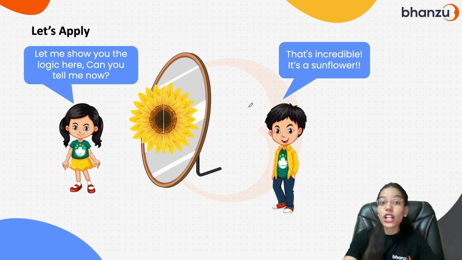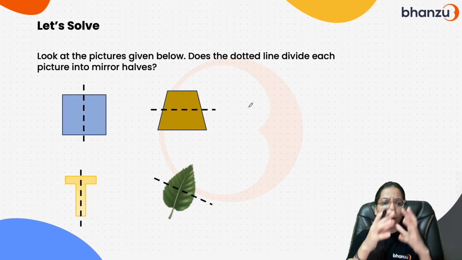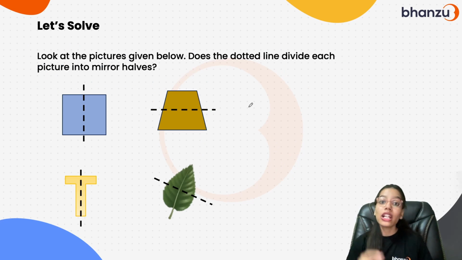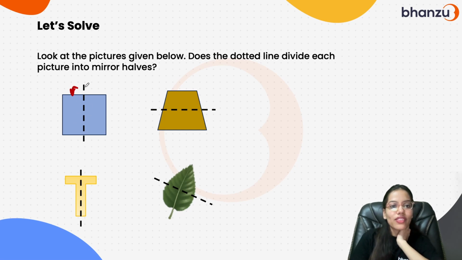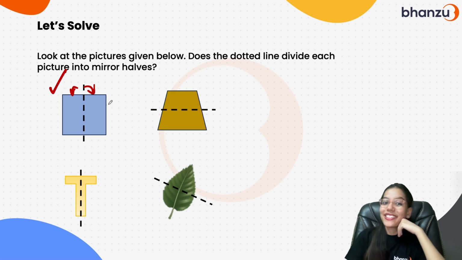So I have a couple of challenges for you. Let's see what they are. Here we are given multiple images and lines on it. That means we have to find out whether the division is happening correctly or not. So let's see if this first image is divided correctly. Do you think both the sides of this line are same? So let us give it a tick.